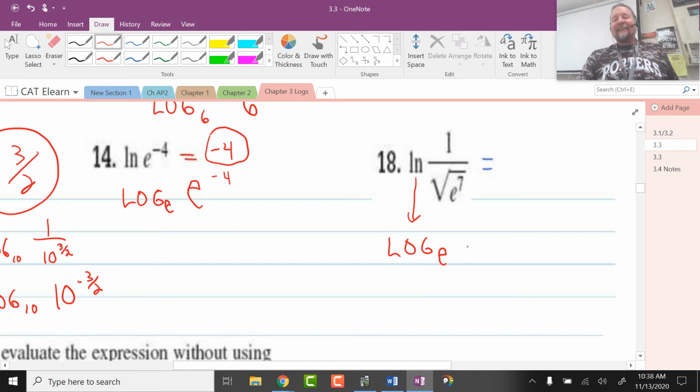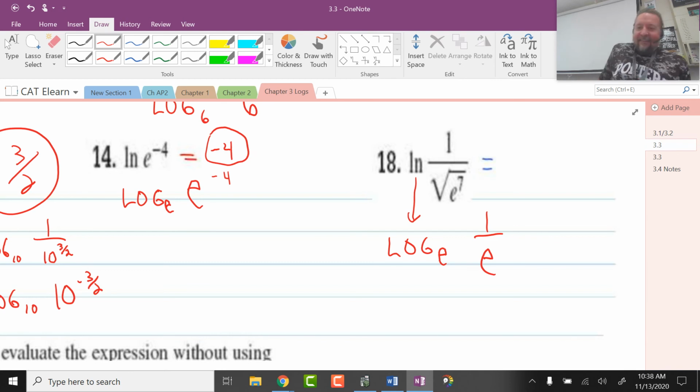E. Okay. And then, I was hoping you could do this because you did well on that last one. So the square root of e to the seventh, that is e to what power? This goes back to Emily's. Okay, so it's e to what power?